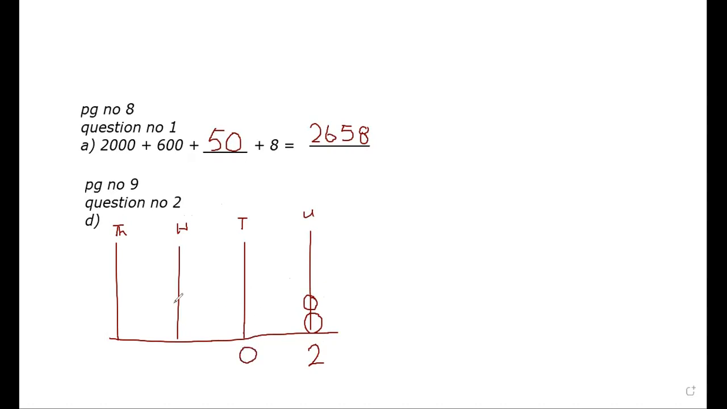Now in 100, there are 8 beads. So 1, 2, 3, 4, 5, 6, 7, and 8. So how many 100 do we have? 800. And in the 1000 line, I have only 1 bead. So I'm going to write 1 under it. So it becomes what? 1802.